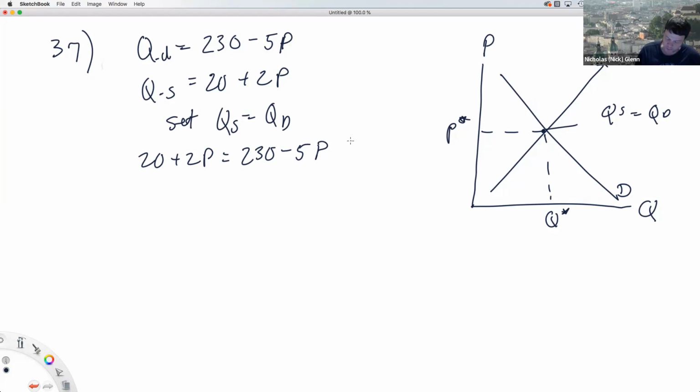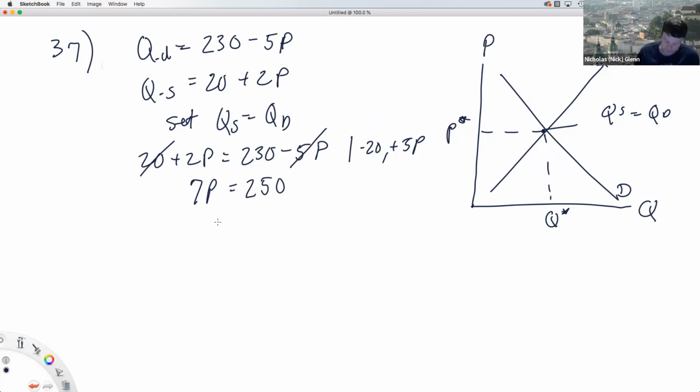So what we want to do is get the p's on one side and the plain numbers on the other. So we'll subtract 20 and we'll add 5p to both sides. Adding 5p will get rid of that, and it'll add 5p on this side, so it's going to be 7p. 2p plus 5p is 7p. What about minus 20? Well, that gets rid of that and adds 20 to 230. So that's going to give you 250.